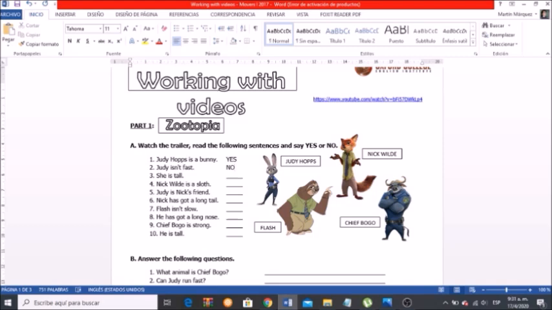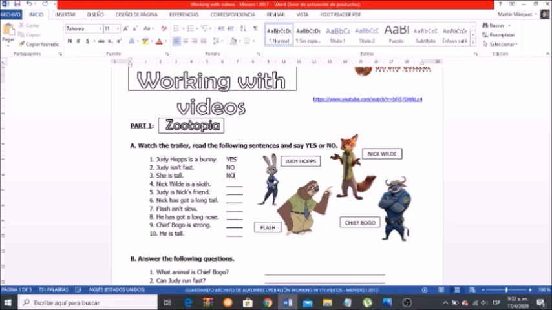Sentence number three. She is tall. What do you think? ¿Qué creen ustedes? ¿Es alta o no es alta? I think she is not tall. I think she has long ears. Para mí, no es alta ella. Lo que tiene es que tiene las orejas largas. Entonces, yo voy a escribir no. Very good.